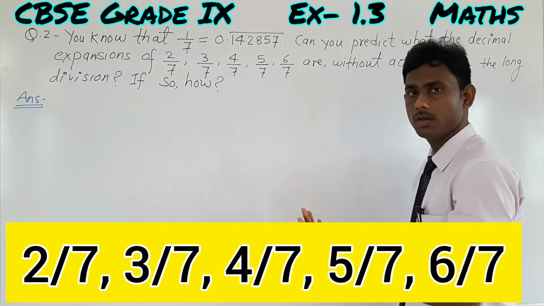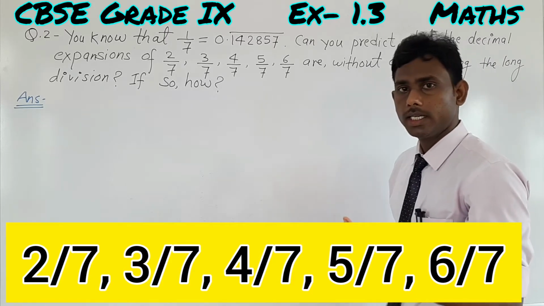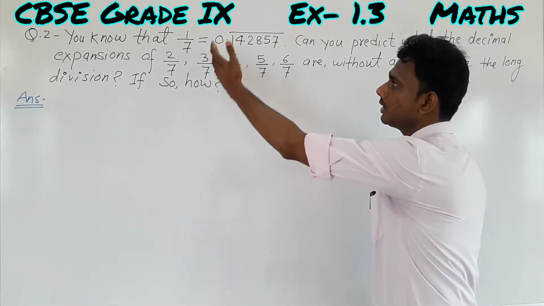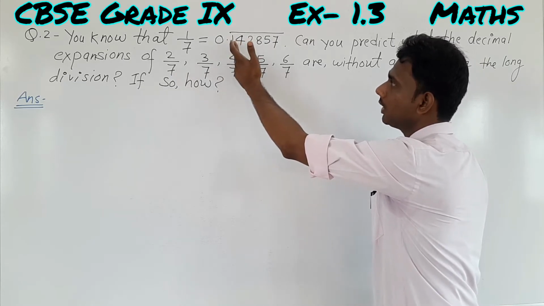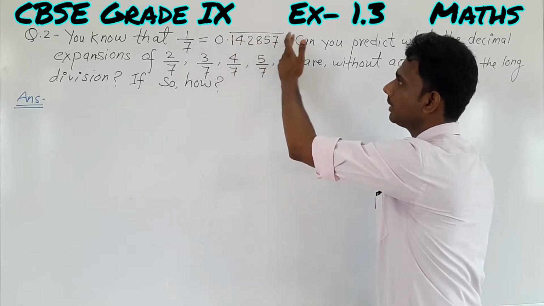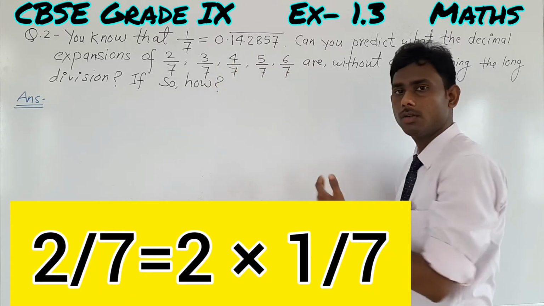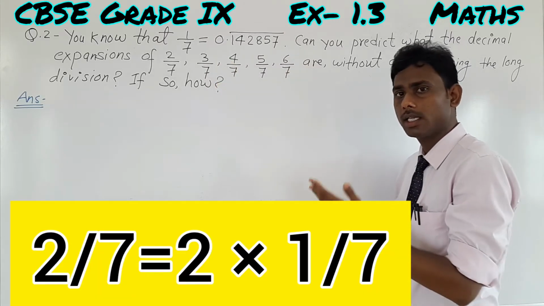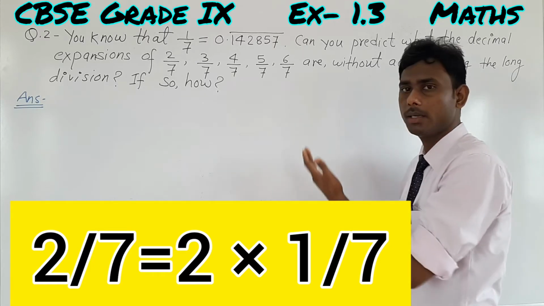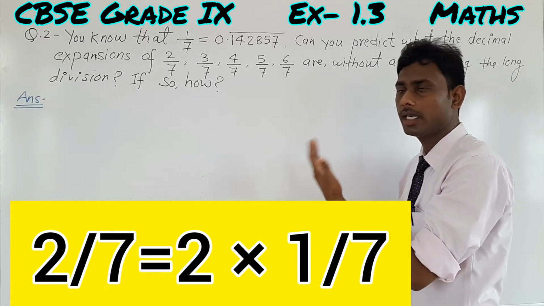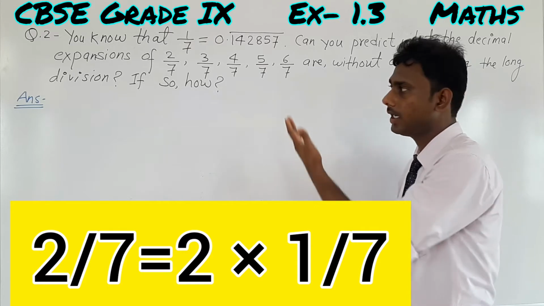If so, how? As we know that the value of 1 upon 7 is equal to 0.142857 bar. Therefore, we have to write 2 upon 7 equal to 2 into 1 upon 7 and substitute the value of 1 upon 7. Multiply by 2, we get the value of 2 upon 7. Let's see the answer.